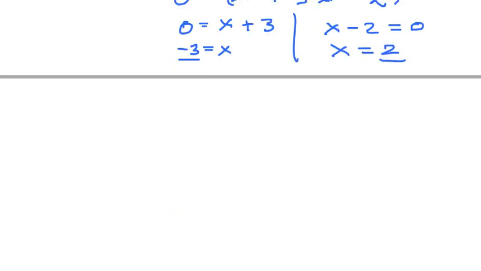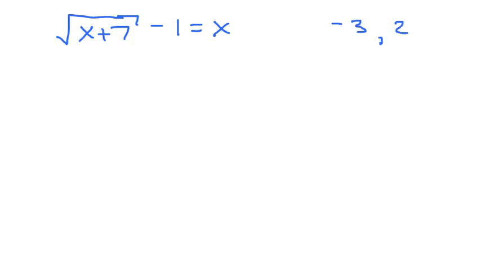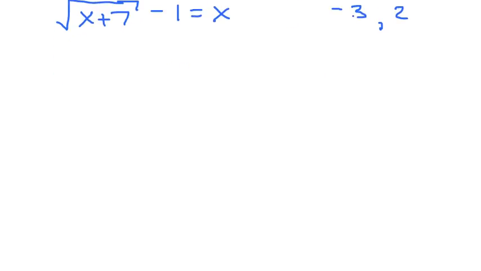All right, we're going to be checking this. Okay, so we have rewriting the original equation, square root of x plus 7 minus 1 is equal to x. So our possible solutions are going to be negative 3 and 2. So let's take a look at this. Let's take this negative 3 and plug it in and see what we get.